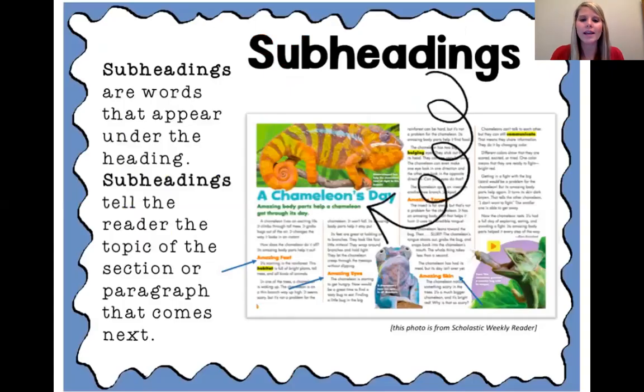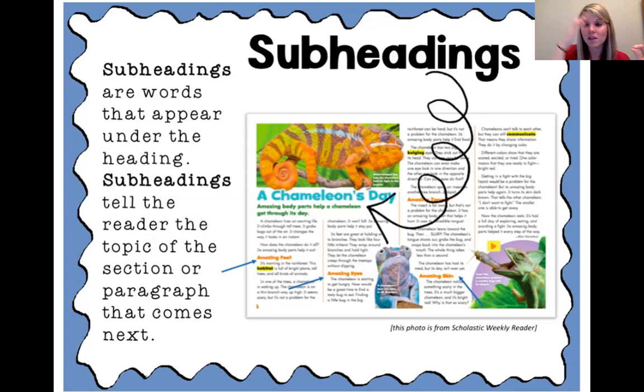Okay. All right, so like I said, today we're going to be diving in a little bit more into headings and subheadings. So if you look at this magazine of chameleons, we're going to look at a magazine of Scholastic News really similar to this in just a minute, where it says right there, a chameleon's day, that's going to be our heading. The headings and subheadings, they focus on what? The part that's coming up. So a chameleon's day is my heading.